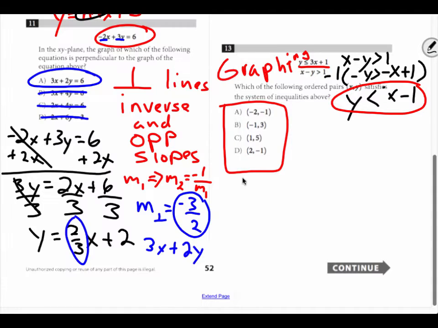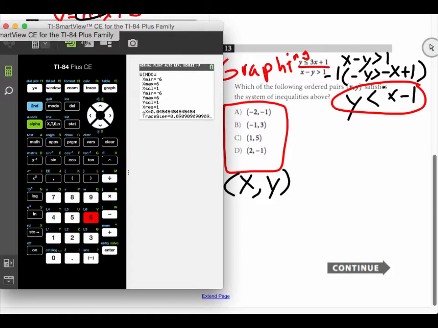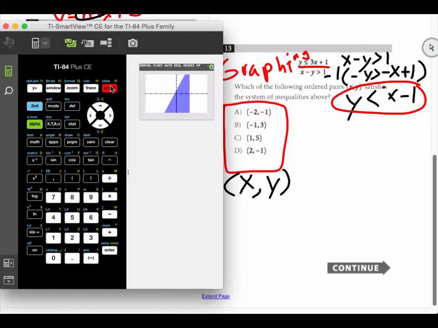These are x, y values here. And I just wanted to set the parameter of my window, so I'm including all those values. There isn't a value greater than positive 6 or less than negative 6 in all those. So that's how I set up my window. I just want to get a nice zoom in. All right, now let's hit graph.